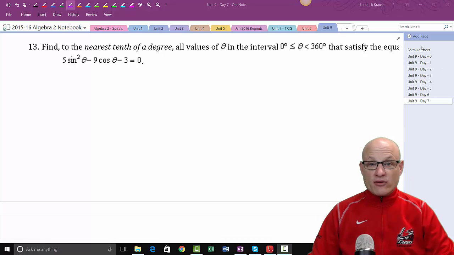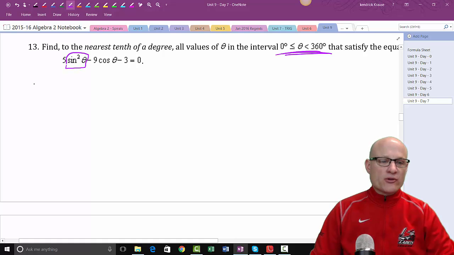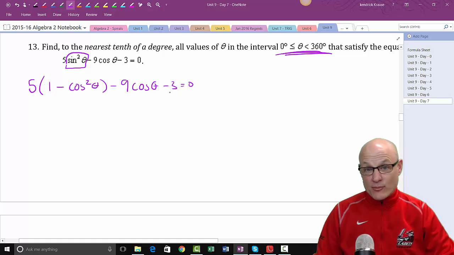This is going to take forever every time I have to stop like that. Notice we can't include 360, so just make sure we don't. And here's the squared term. We're going to replace this. We can only replace the squared, so I can replace that with 1 minus cosine squared theta, minus 9 cosine theta minus 3. You got to remember it.